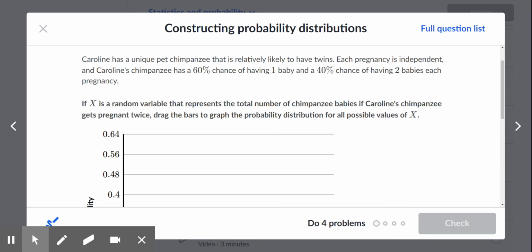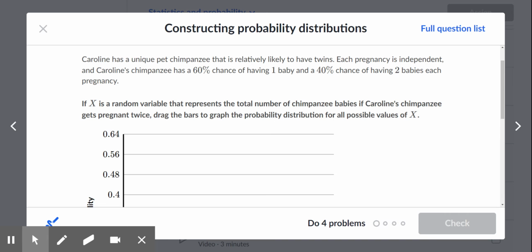All right, so for Caroline to have two babies from two pregnancies, that means the first pregnancy, followed by the second pregnancy. The first pregnancy is one baby. The second pregnancy is also one baby. In total, two babies, right? One plus one gives you two babies. So the minimum is two babies. What's the probability though of Caroline giving birth to one baby? It's 60%, so 0.6.